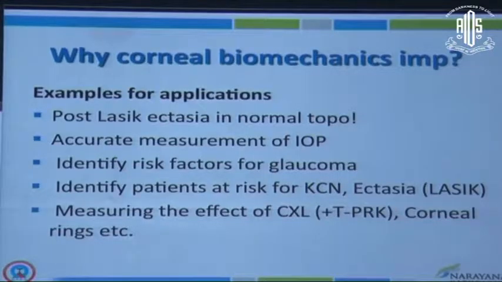Well, we know that sometimes we have a normal topography, go ahead with the LASIK surgery, and end up with post-LASIK ectasia. Everything was normal, but still you end up with ectasia. A lot of times you have uncomplicated cataract surgery, and your surgically induced astigmatism is way beyond what you normally used to get. The identification of risk of glaucoma, we still don't know. Certain discs behave differently and certain discs are quite resistant. We don't know whether there are any risk factors for potential ectasia in certain corneas which may look different in shape. Also, how the cross-linking behaves. All these things boil down to the study of biomechanics.